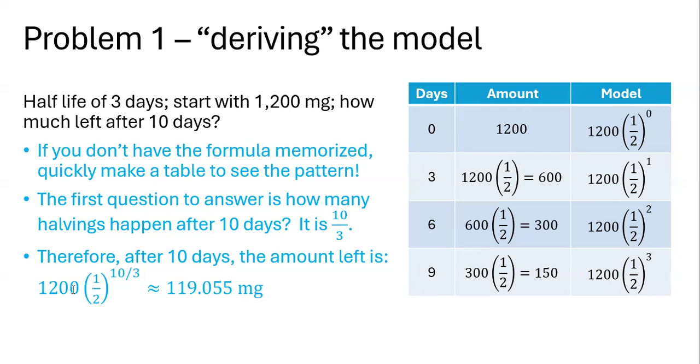So the amount left is 1200 times half to the 10 over 3, which, if you put it in a calculator, is about 119.055. Don't forget your units though, milligrams. Okay, so this is how we think through it without memorizing the formula. This is how I recommend, at least, to think through it. Of course, if you have the formula memorized, it's a little quicker.